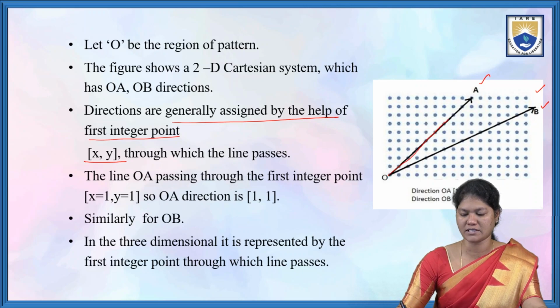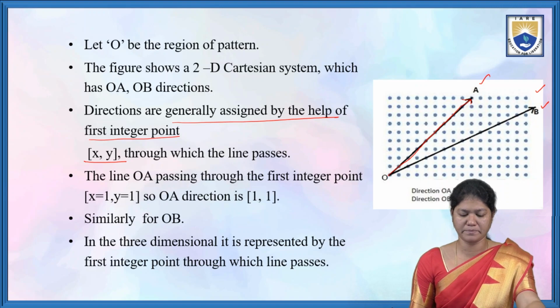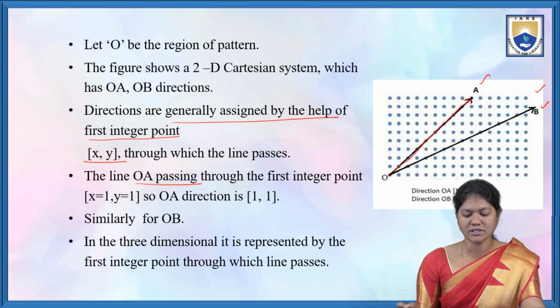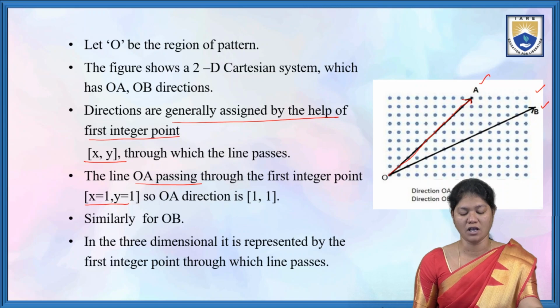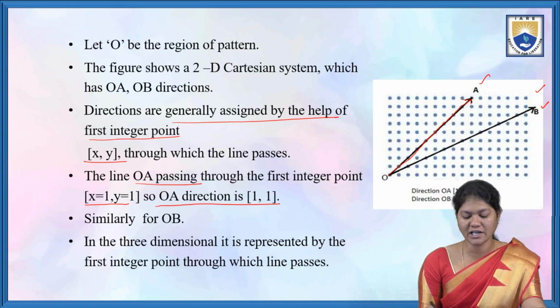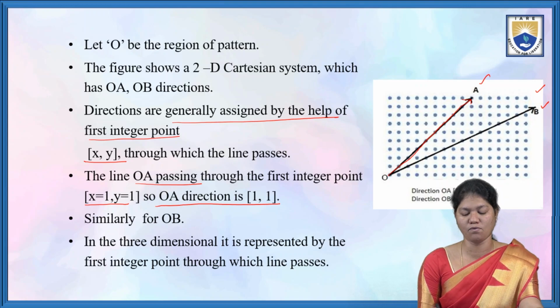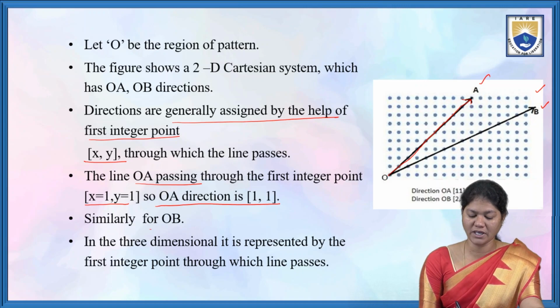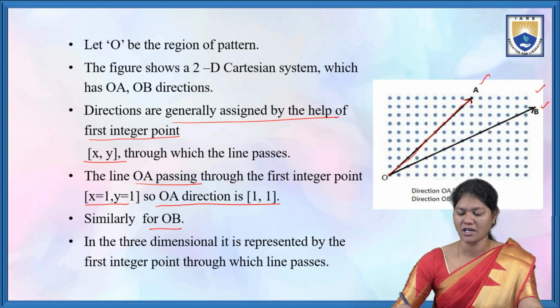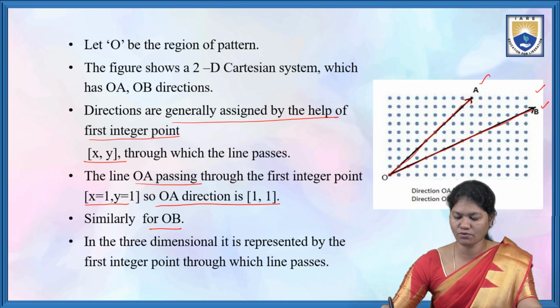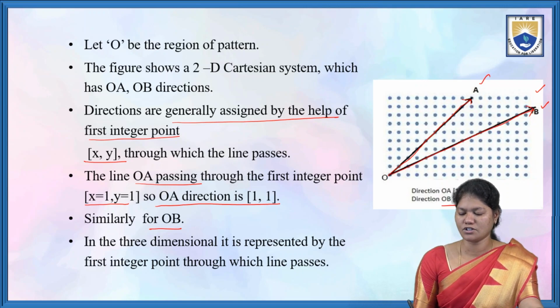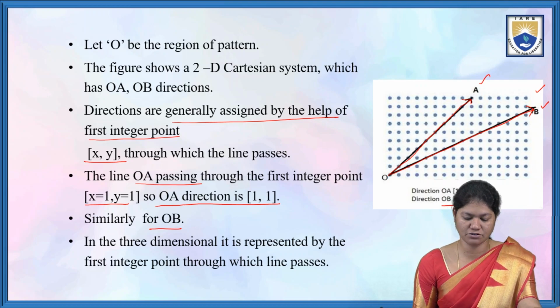So, in this integer point, we can represent the line. The line OA passes through the first integer point where x is equal to 1 and y is equal to 1. So, the OA direction can be represented as 1, 1. Similarly for OB, we can tell the direction. OB is 2, 1, that is the 2, 1 direction.